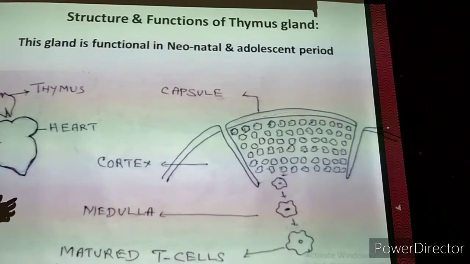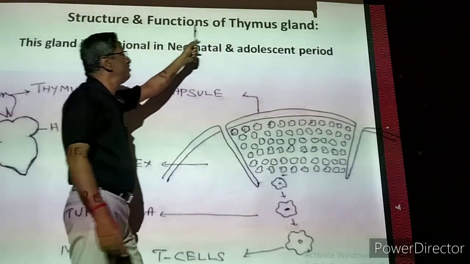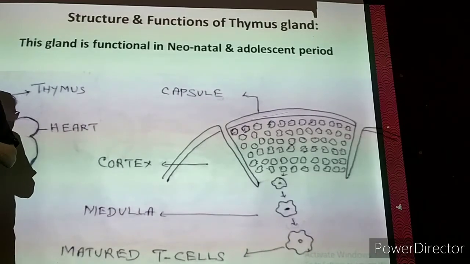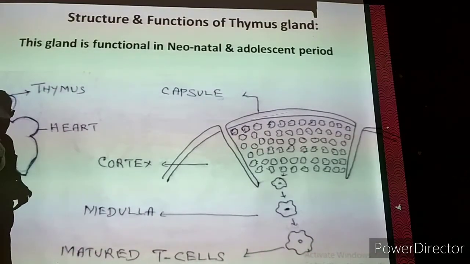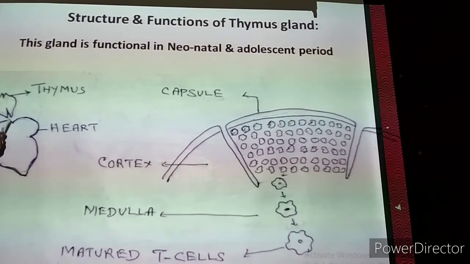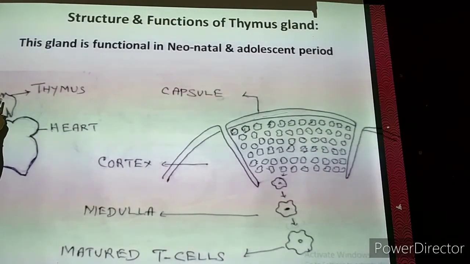Now we are going to see, in the primary lymphoid organs, the first one: the structure and function of the thymus gland. The thymus gland is very, very important because the bursa of Fabricius is not found in our body, so we have to talk about the thymus. This is the heart, which is present in the chest, slightly on the left-hand side. A little above that is a bilobed gland, a single gland but with two lobes. You can see one lobe here, one lobe here. This bilobed gland is called the thymus gland.